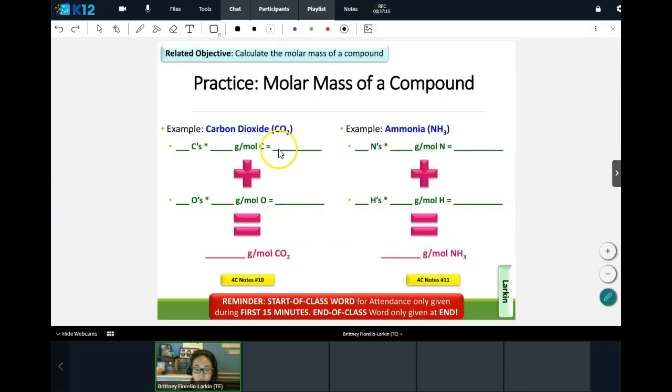Awesome. Yeah, perfect. So going back over here, I'm going to be multiplying this by 12.011 grams per mole, which is easy peasy. We know that that just equals 12.011 grams per mole. Awesome. So we've got our molar mass for carbon. Let's figure out the oxygens. How many oxygens are in CO2?